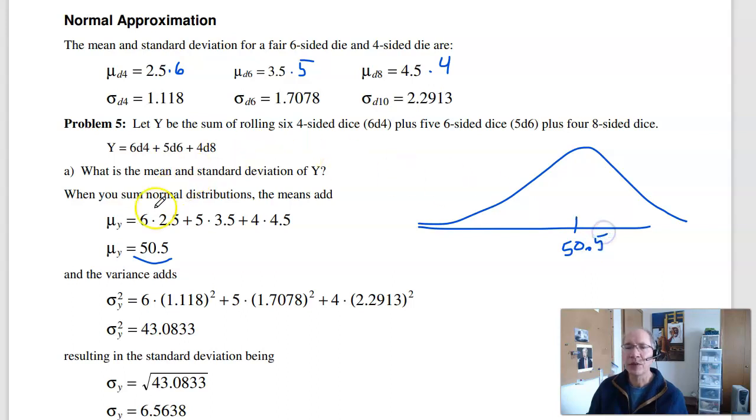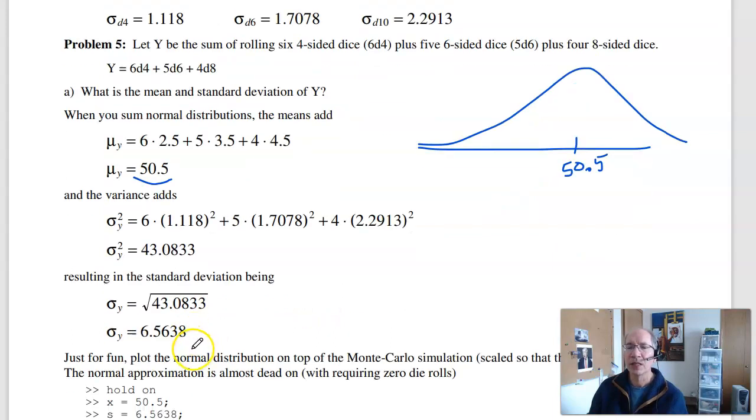The variance also adds. So take the variance of a 4-sided die, there's 6 of them, variance of a 6-sided die, and there's 5 of them, variance of an 8-sided die, there's 4 of them, add them all up, that's the variance of y. Take the square root, it's 6.5. So if you go left and right, these are typically like 1, 2, 3 standard deviations. This distance is 6.5.